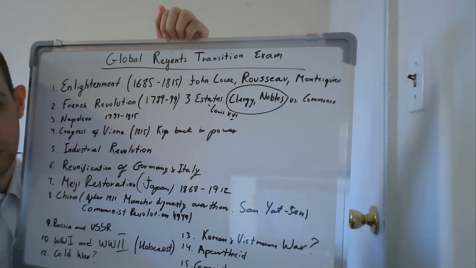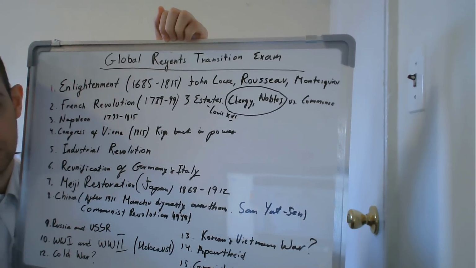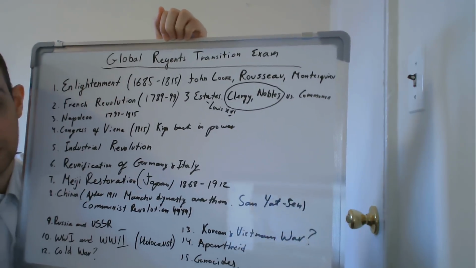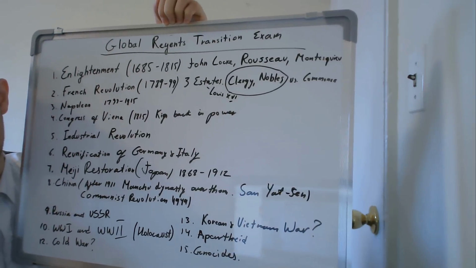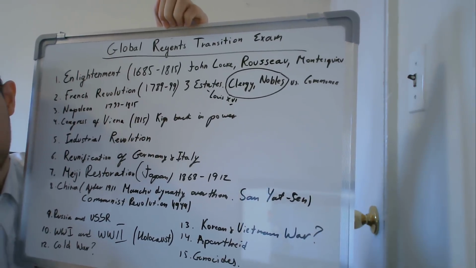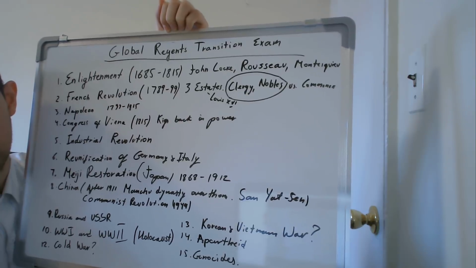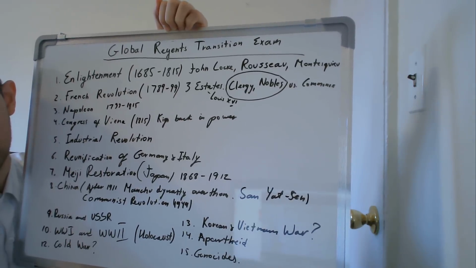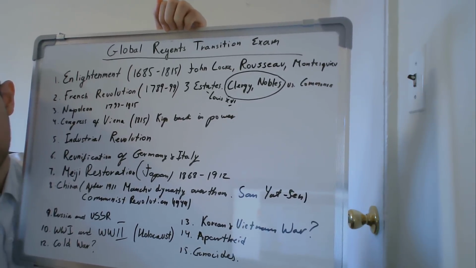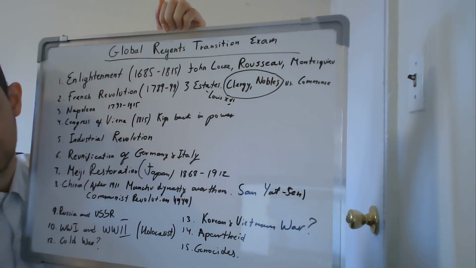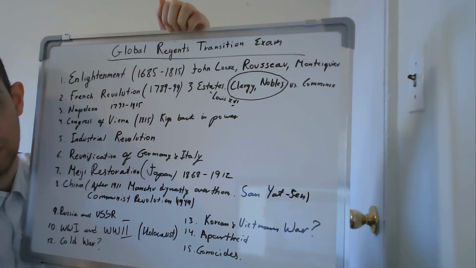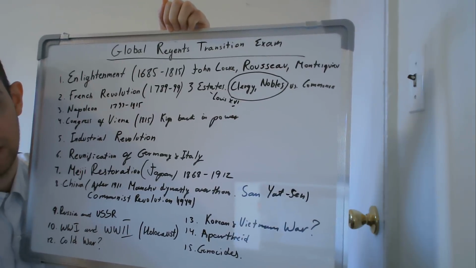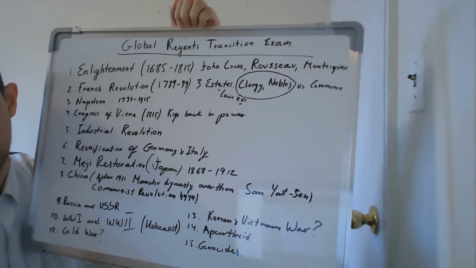So you have to know John Locke, Rousseau, and Montesquieu. I'm just listing the topics, and then we're going to go into details. You have to know the French Revolution, obviously the three estates, Louis XVI, clergy, nobles, the first and second estate versus commoners. Commoners had to pay all the taxes, and they made up 95% of the population.